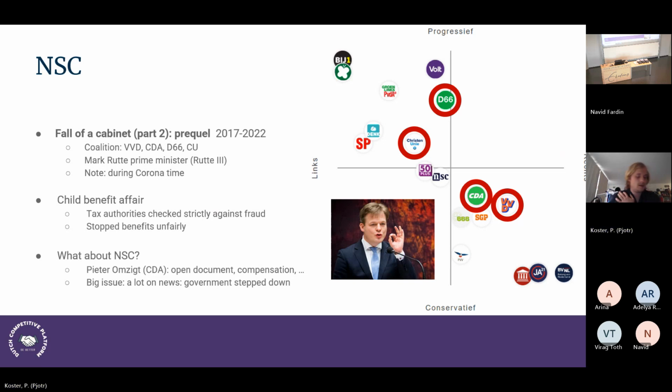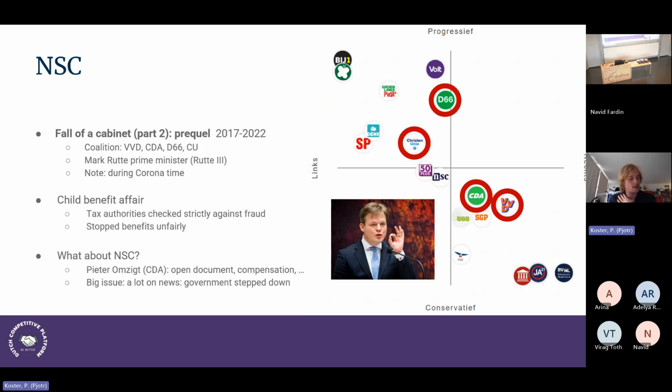So the coalition at the time was VVD, CDA, D66, and CU. So it was actually the same parties as before. And Mark Rutte was still prime minister. And another note, this is more context: this was during Corona time. So there was already a bit more leeway towards the parties because they had to deal with quite a lot of issues. Now, there were a couple of scandals that happened.